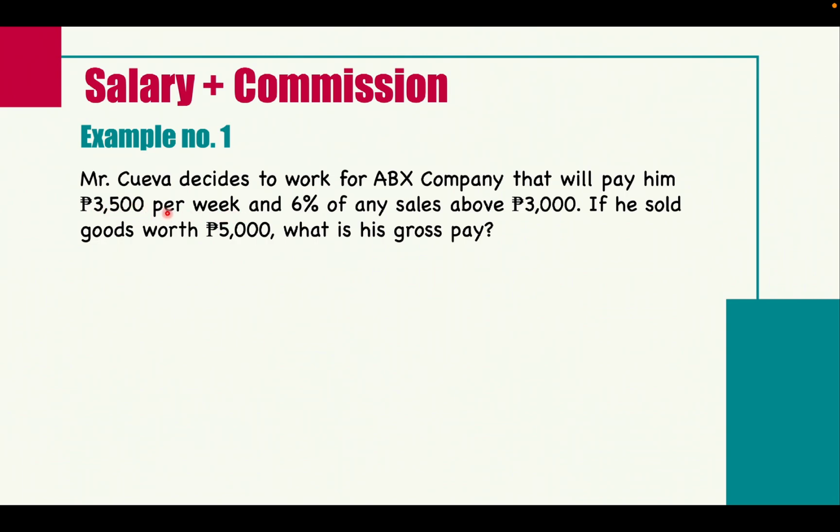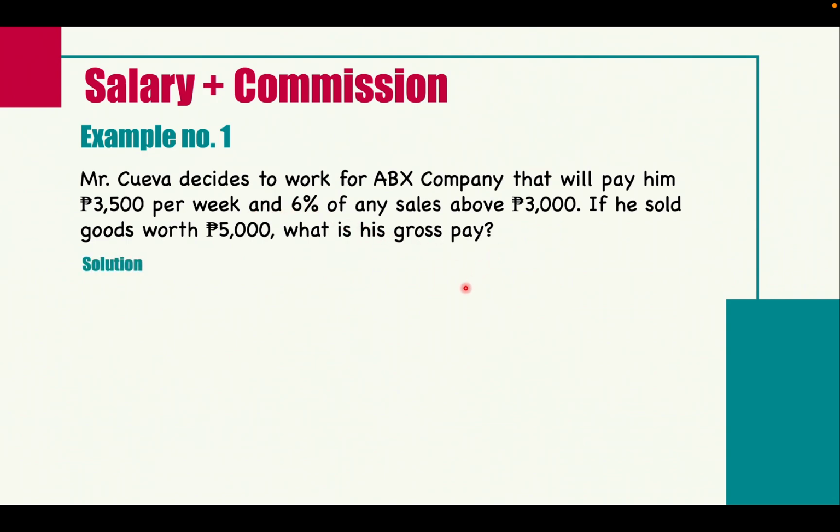Okay, so 3,500 per week, tapos 6% ang kanyang commission rate. Kaya lang, meron siyang floor limit. Ibig sabihin, kailangan makabenta siya ng more than 3,000 pesos. Kung 3,000 pesos lang yung nabenta niya or below, wala siyang makukuhang commission. Ngayon, he was able to sell goods daw worth 5,000 pesos. Magkano ngayon ang kanyang magiging gross pay?